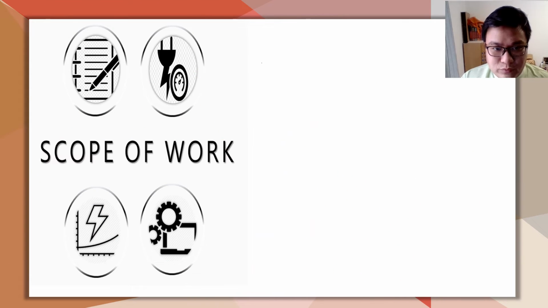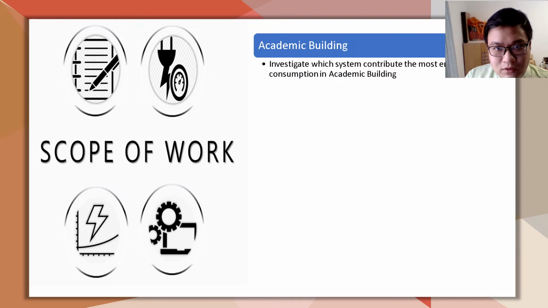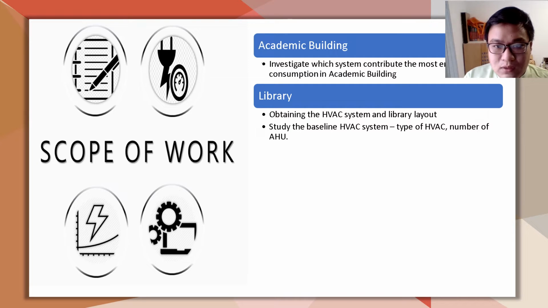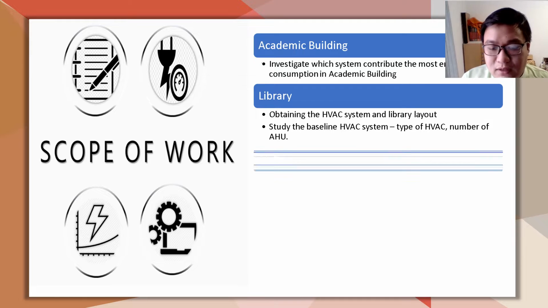The scope of work, we have 5 scopes of work. First is the academic building. The first one is to investigate which system contributes the most energy consumption in an academic building. As I have mentioned before, 57% of energy consumption in a building is the HVAC system. Second one is the library. After we have secured the library layout, we will study the baseline HVAC system, such as the type of HVAC and also the number of air handling units.